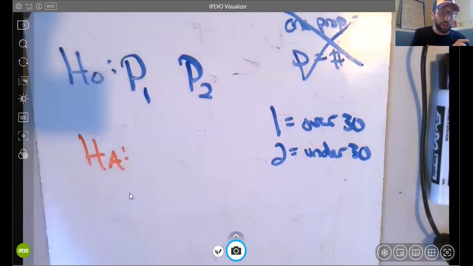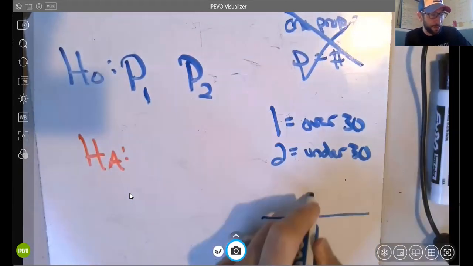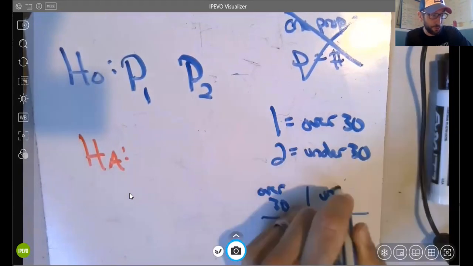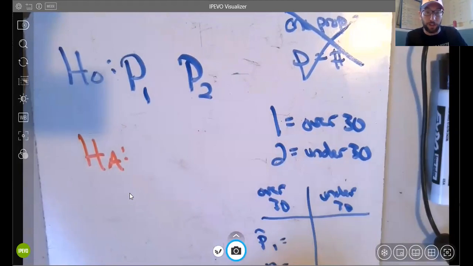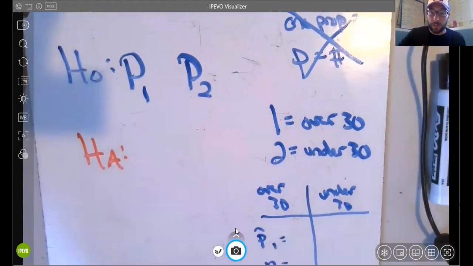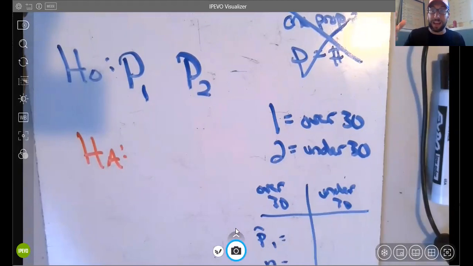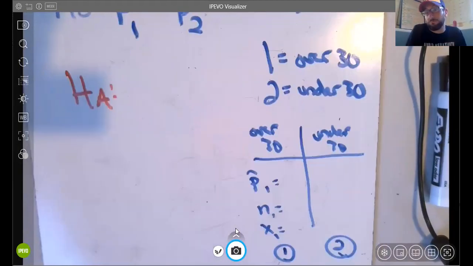Now, in the previous video, we made a little table when we read through the context. We summarized our information for our over 30, under 30 group. We listed the given information, p hat 1, n1, we found x1 and all that. So if we do that, that table is now extra important because that's our insurance. That's how this can become our key.